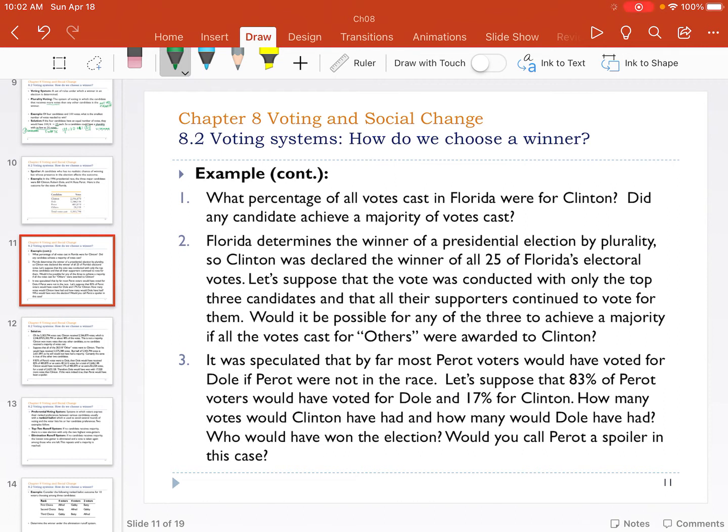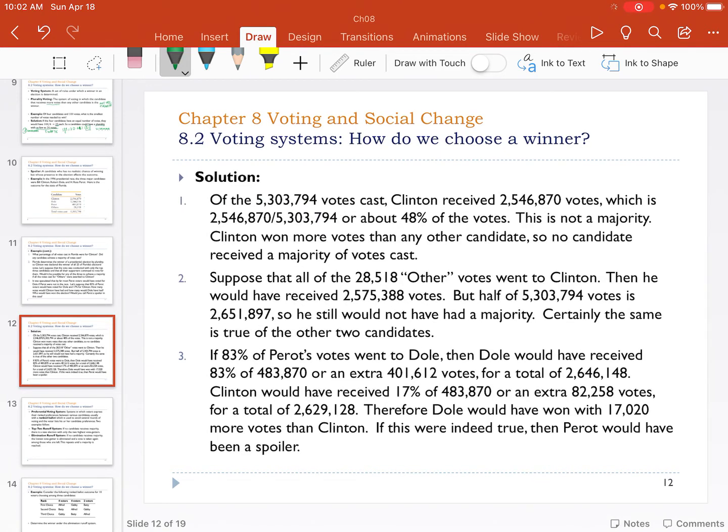Okay, so now what? What percentage of all votes cast in Florida were for Clinton? And did any candidate get a majority of votes? Let's take a look. All you have to do is look at the total number of votes, about 5.3 million, use your calculator. Clinton got about 2.5 million votes. And when you divide those 7-digit numbers by each other, Clinton only got 48% of the vote.